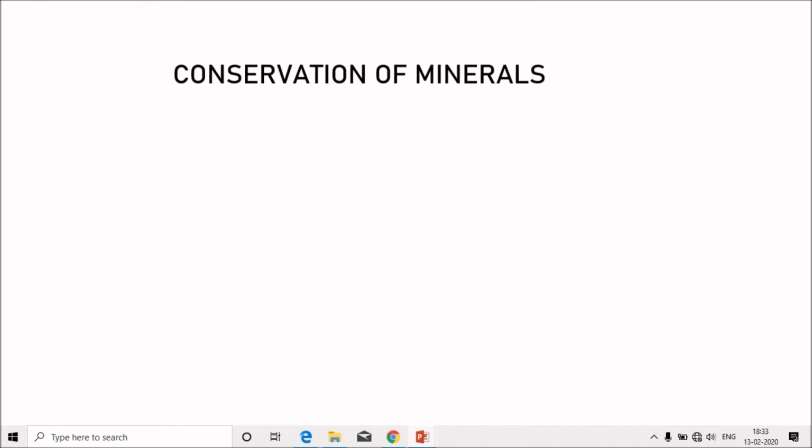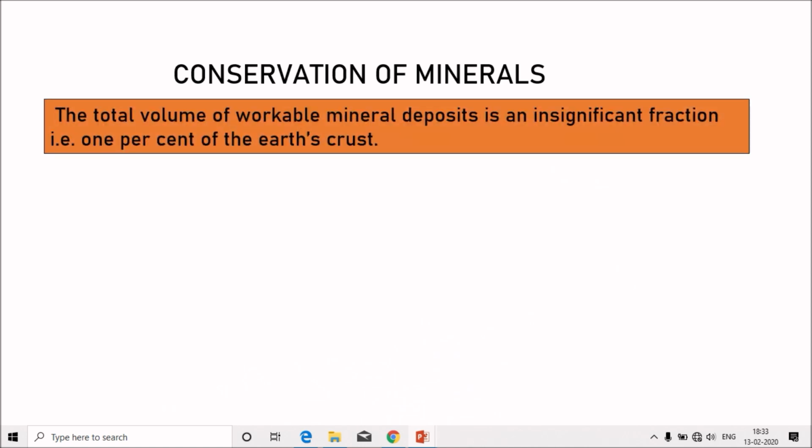Conservation of minerals. Why is it important for us to conserve the minerals? It's very, very important for us to conserve the minerals because the total volume of workable mineral deposits is an insignificant fraction, that is 1% of Earth's crust. The total workable mineral deposits found on the planet Earth are just 1%.